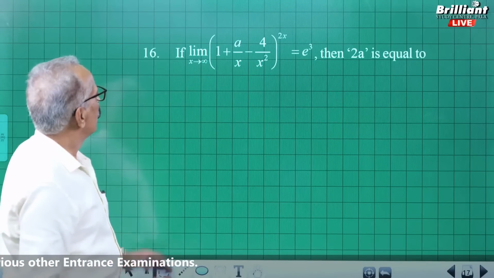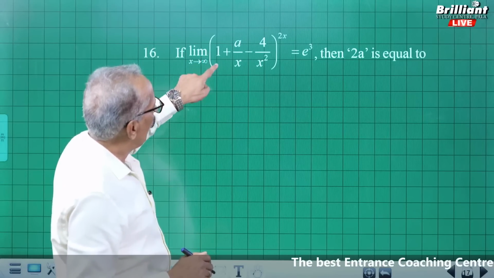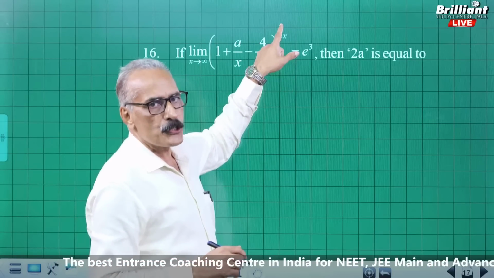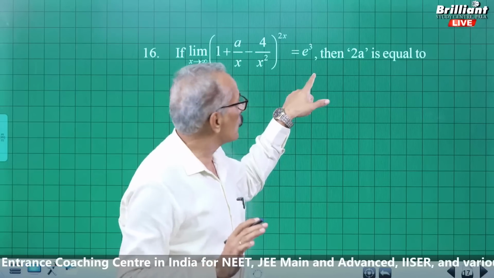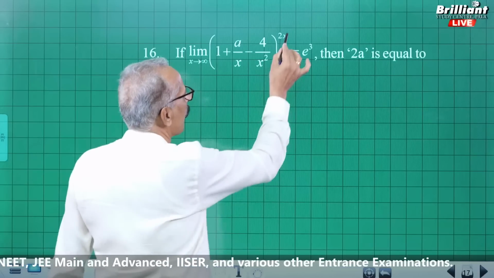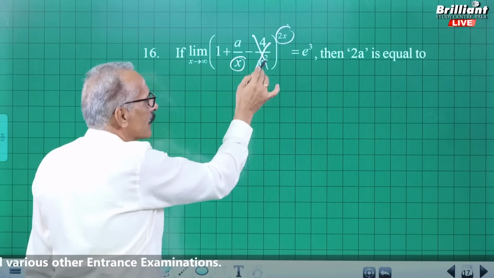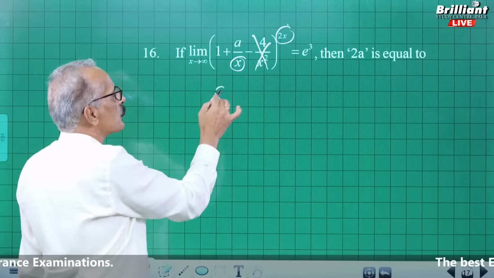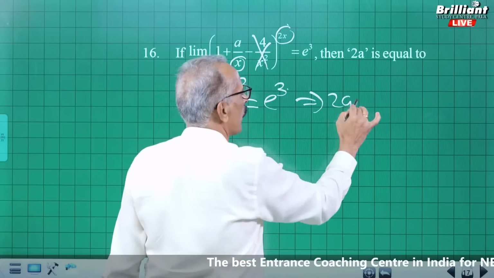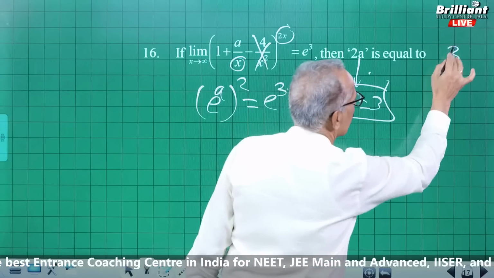This is limit. So just read this limit. Limit x tends to infinity, 1 plus a by x minus 4 by x square, the whole raised to 2x equal to e raised to 3. If this question is asked to me, what do I do? I just mark this exponent. Then I see this fellow. I don't mind this. Your answer: e raised to a, the whole raised to 2, is equal to e raised to 3. That means your 2a is equal to 3. That's the answer. Your answer, this is integer type 3.